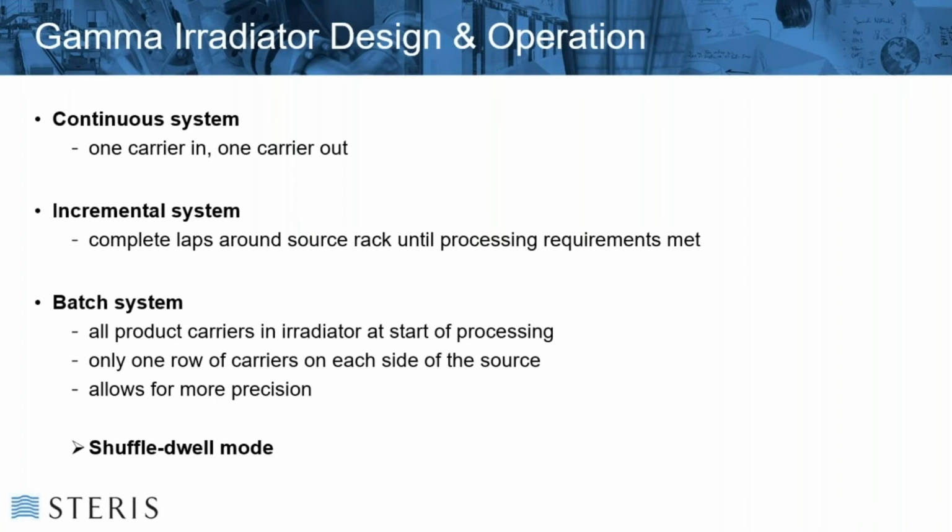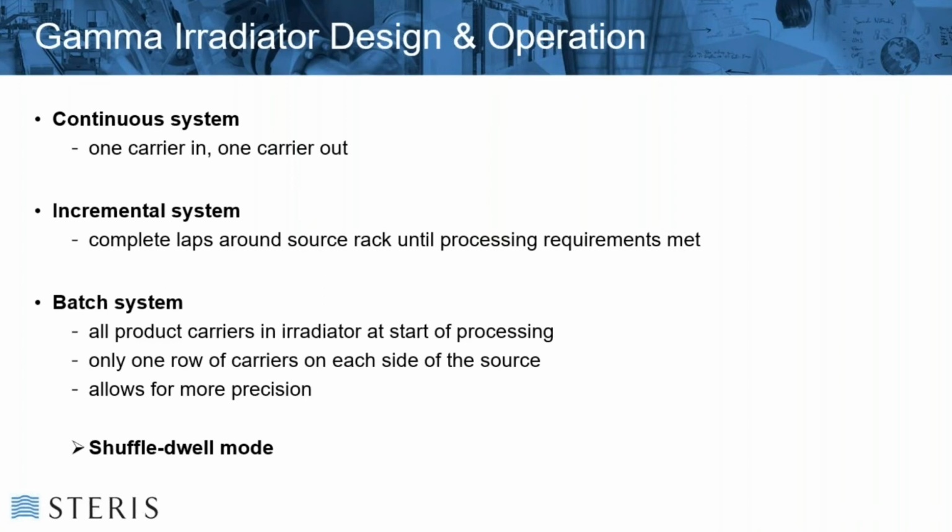Again, a batch system. All product carriers are in the irradiator at the start of processing. These are a little bit more simple in that there's only one row of carriers on each side of the source, so we see less product interaction between carriers. And because of that, that allows for more precise dosing. But again, it might be more time consuming to get that set up.